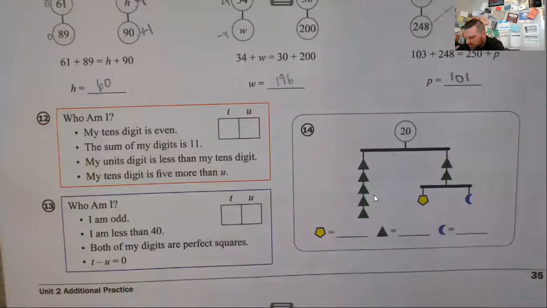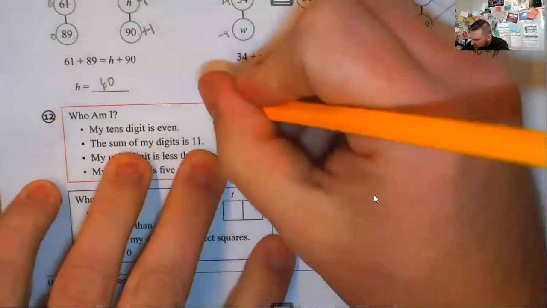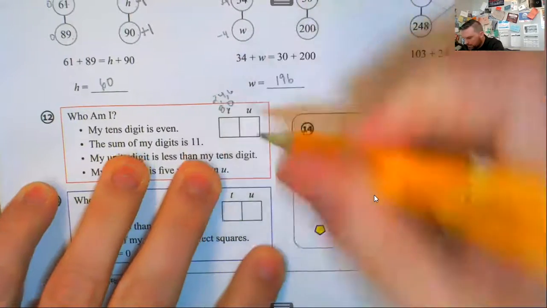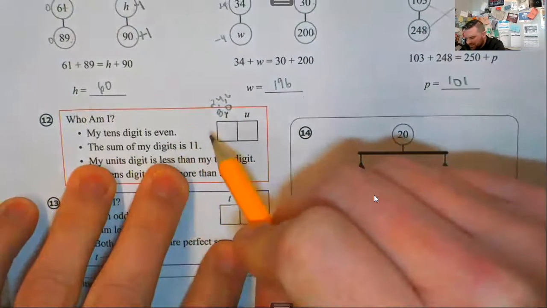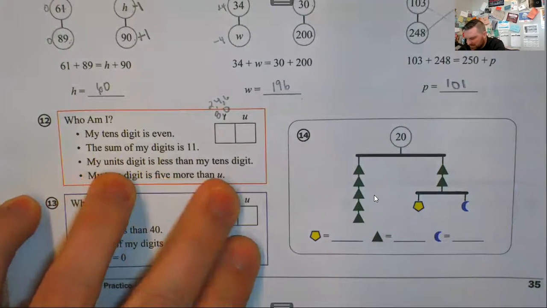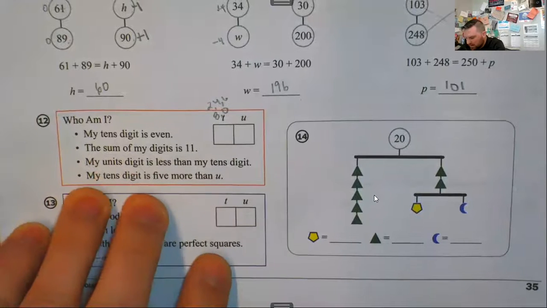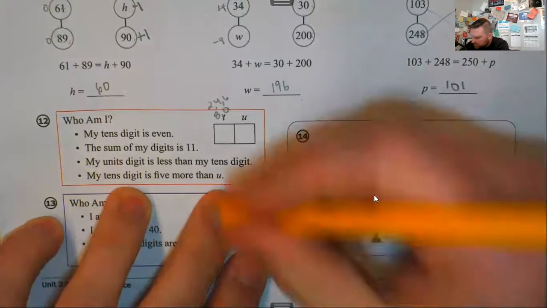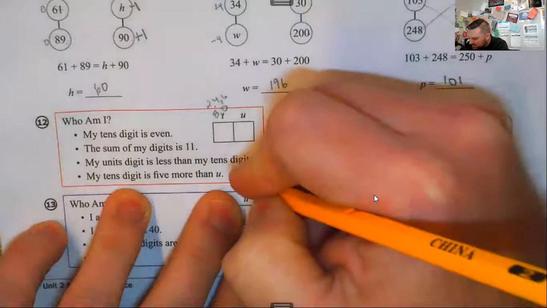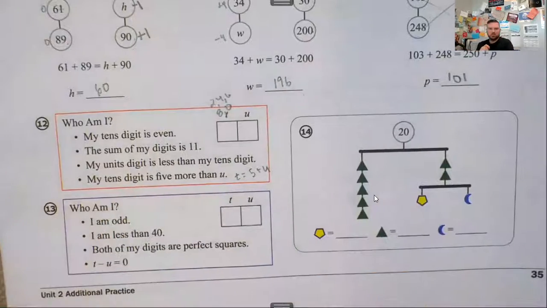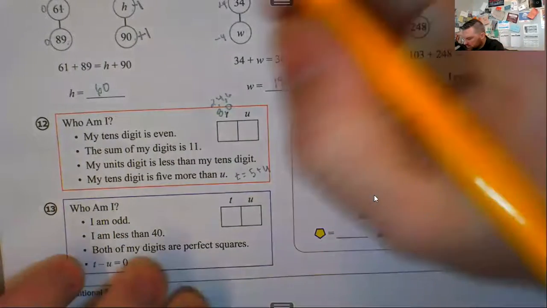Okay, so who am I? My tens digit is even. So this digit right here is a 2, 4, 6, 8, 0. The sum of my digits is 11. My units digit is less than my tens digit. Okay. My tens digit is 5 more than U. So the tens digit equals 5 plus U. Okay, so we can use that fact here to help us out.